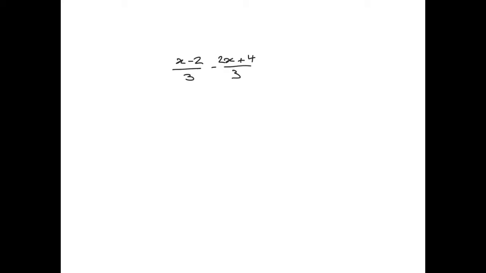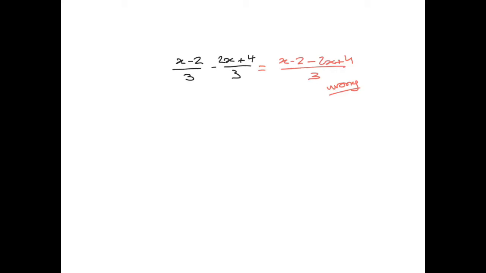Today we'll have a look at the classic mistake that consists in saying that this thing would be equal to x minus 2 minus 2x plus 4 over 3. This is perfectly wrong. You see that we can bring these two denominators together because the two denominators are the same, but then what we get at the numerator is not what we have here. Let's try and explain why.